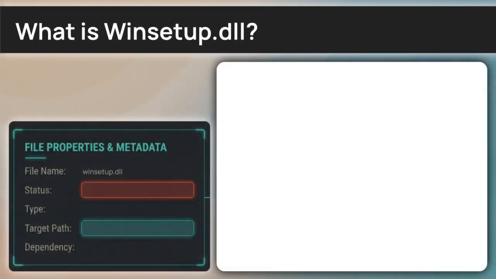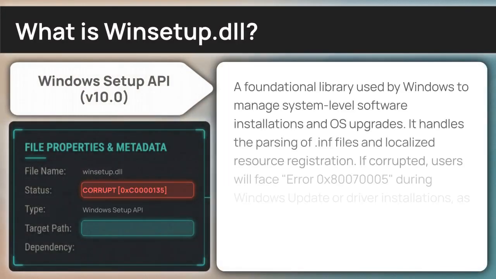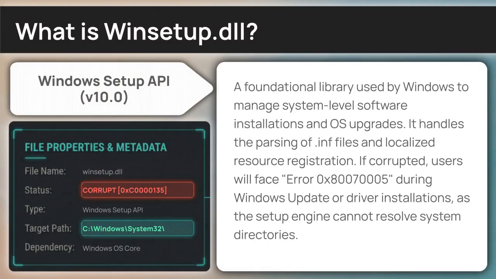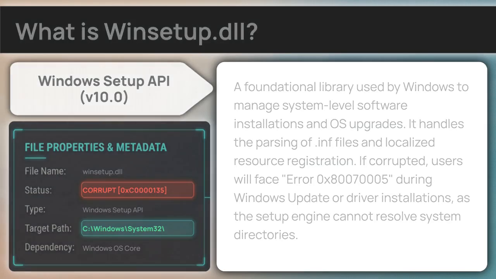This is the Windows Setup Library, a foundational library used by Windows to manage system-level software installations and OS upgrades. It handles the parsing of .inf files and localized resource registration. If corrupted, users will face error 0x807005 during Windows Update or driver installations, as the setup engine cannot resolve system directories. Enough of the technical side. Let's get these files back onto your system.